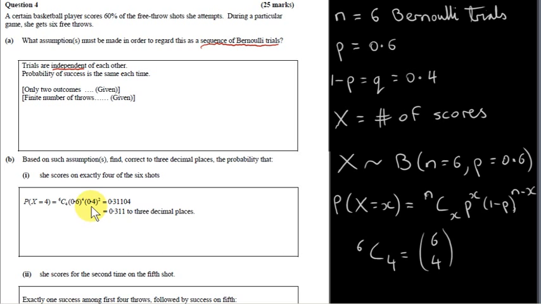But that's not the only way that can happen, of course. 6C4 gives all the different ways it can happen. So that's a kind of a brief explanation of this, which I go into in more detail in other videos. But anyway, you can run this through your calculator, and to 3 decimal places you get 0.311.